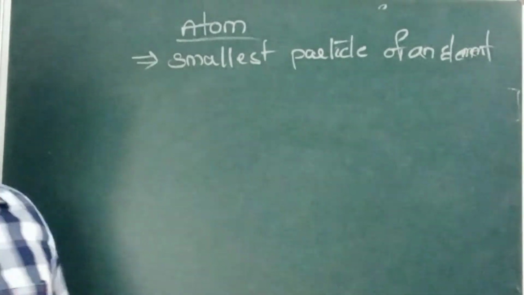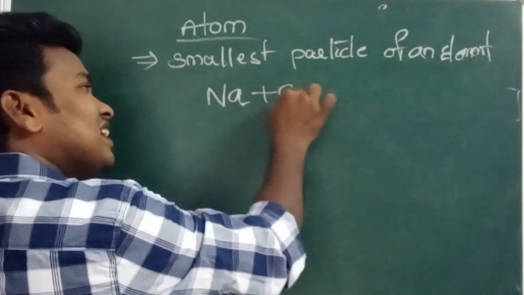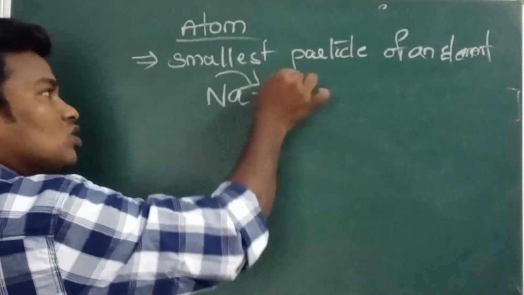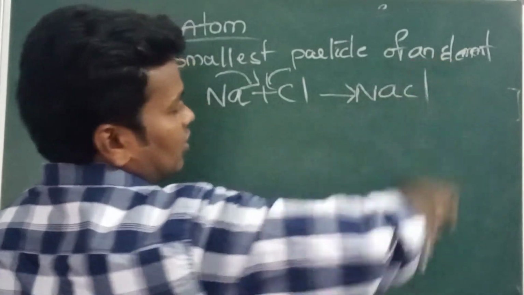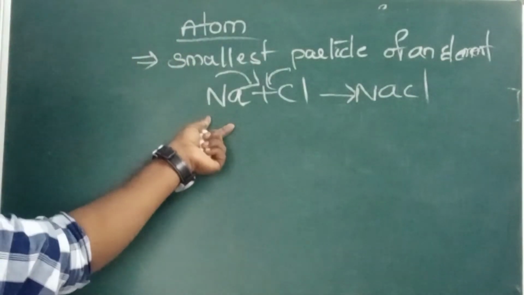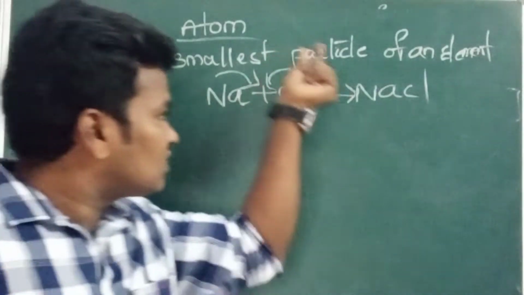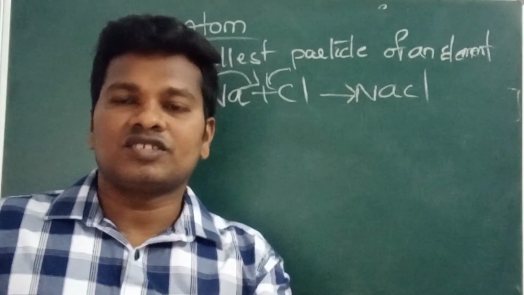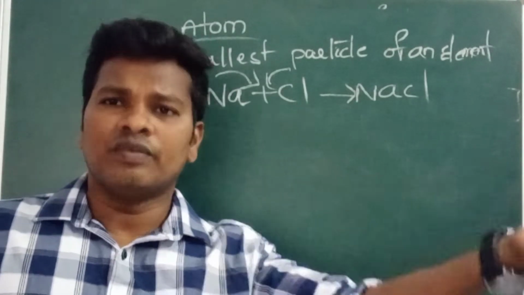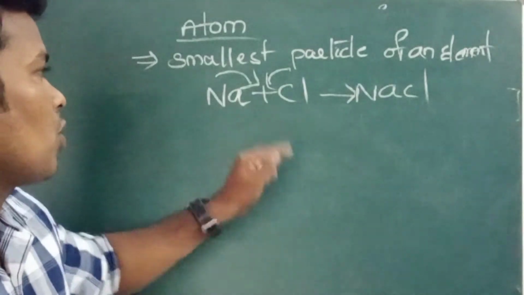If you take atoms taking part in a chemical reaction, Na plus Cl, when they come close to each other, they will release energy and form sodium chloride. These are the sodium atom and the chlorine atom. Stability is increasing as they combine. Why are they combining? To get stability. In this process, they release the energy. This is what we call an exothermic process.